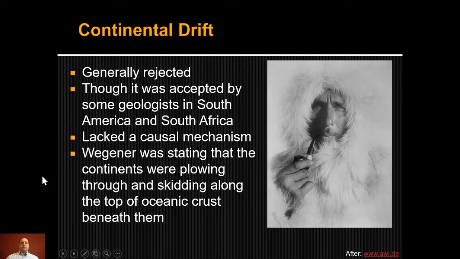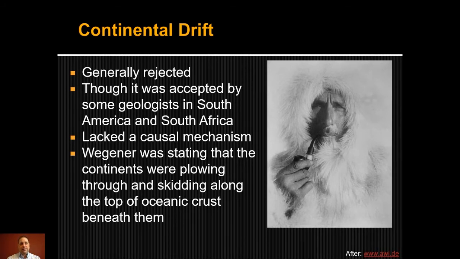So continental drift is what he called this idea that the continents are moving across the face of the Earth, and it was rejected. It was accepted by some geologists in the southern hemisphere, especially South America and South Africa. And people rejected it because there was no causal mechanism. So it seemed to fit with the data, but he was talking about giant portions of the Earth sliding across one another and over the surface of the Earth, which would, no matter what's going on, take a lot of power. And no one could think of any power source for what he was proposing.